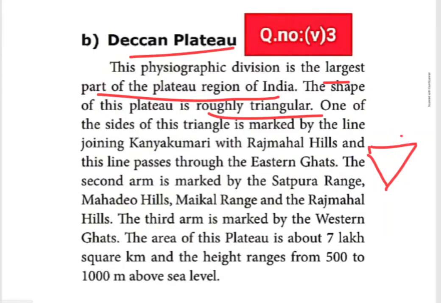Rajmahal Hills are there. The line joins Kanyakumari with Rajmahal Hills, and the line passes through the Eastern Ghats. Okay, the second arm, marked by the Satpura range, the Mahadev Hills and the Maikala ranges, as well as Rajmahal Hills. So these are the hills in the Deccan Plateau. The third arm is the Western Ghats, in the western part of the Deccan Plateau.